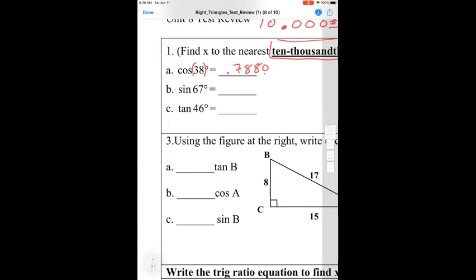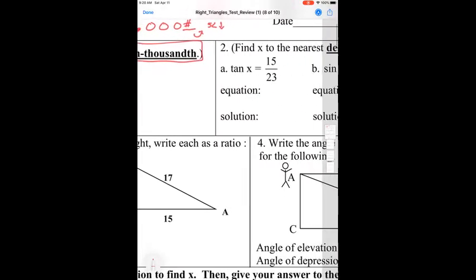For B, we have sine of 67, so that's exactly what we put in the calculator, and we get 0.9205. And same for tan. Tan of 46, when we put it in the calculator, we get 1.0355. And that was pretty much it. Number one, just make sure you're in degrees when you put it in a calculator. Moving on to number two.